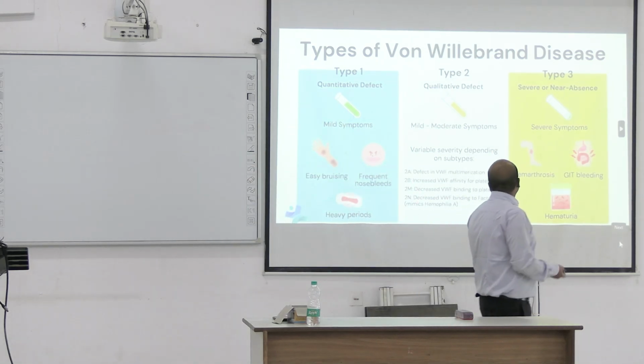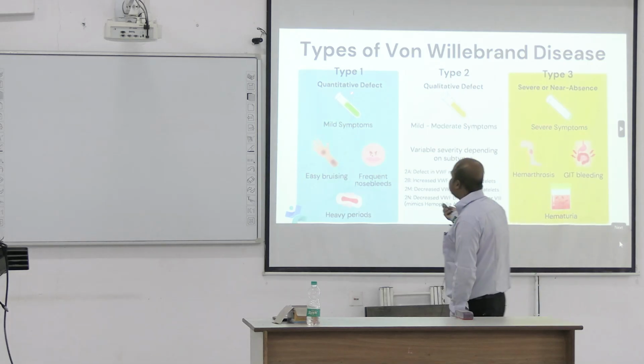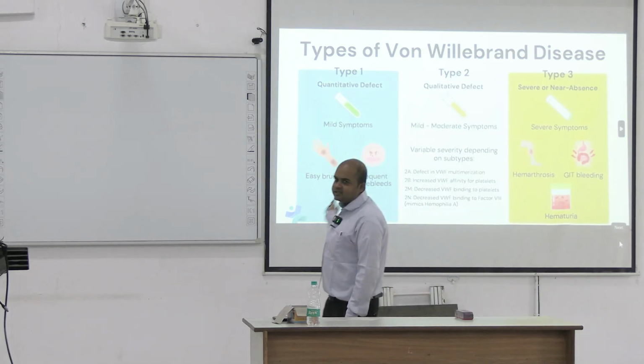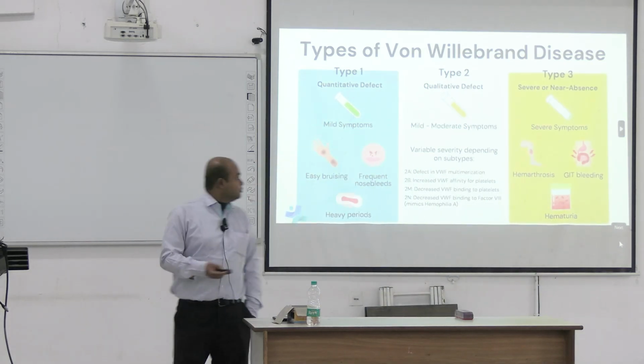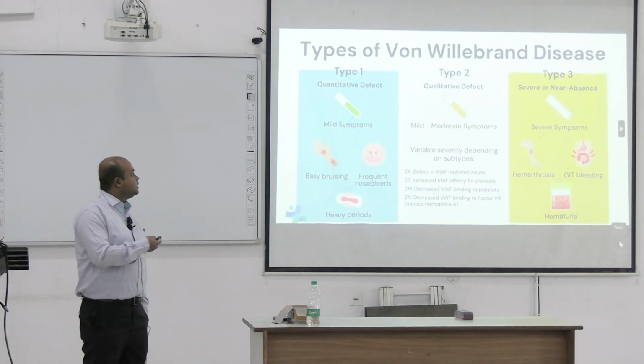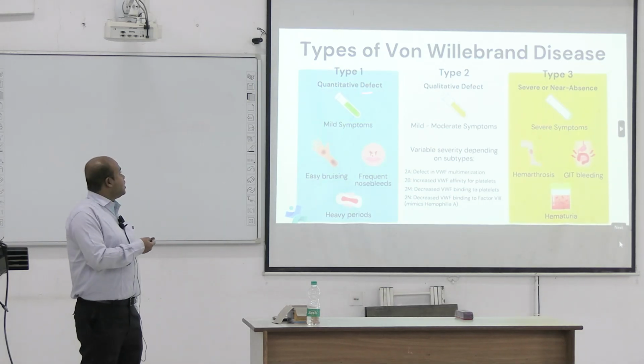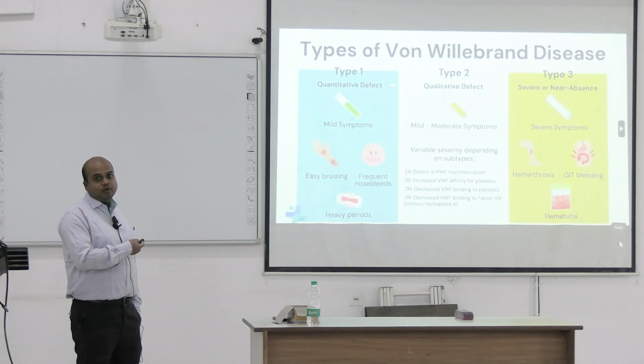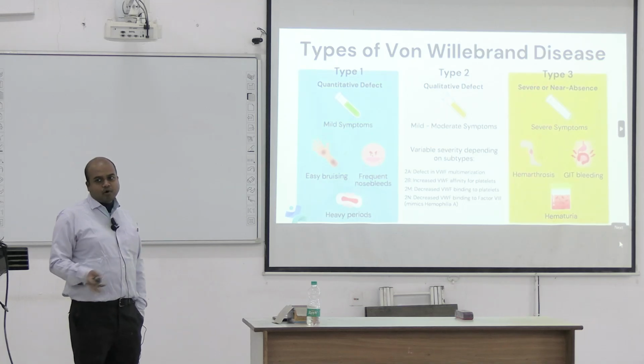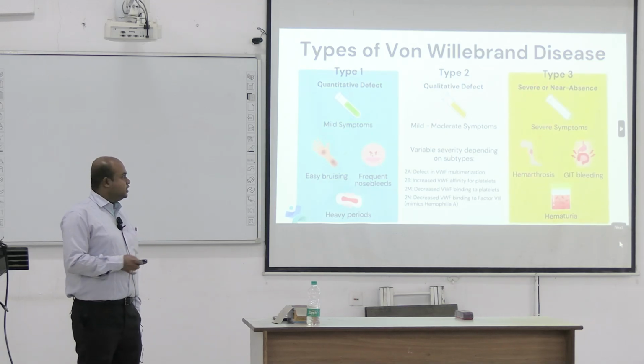Type 2 again has a classification, mostly this will be leading. Type 1 usually has mild symptoms, type 2 has mild to moderate symptoms, and severe symptoms are seen in type 3. Type 1 is due to lower VWF levels, but type 2 is due to qualitative defects. So these are just some types.